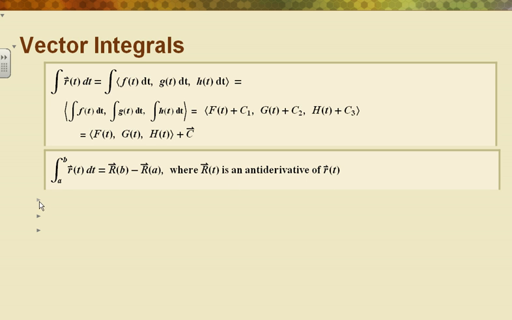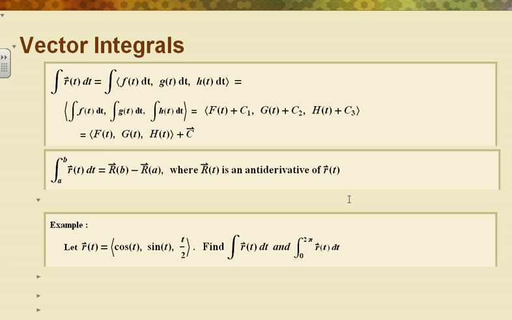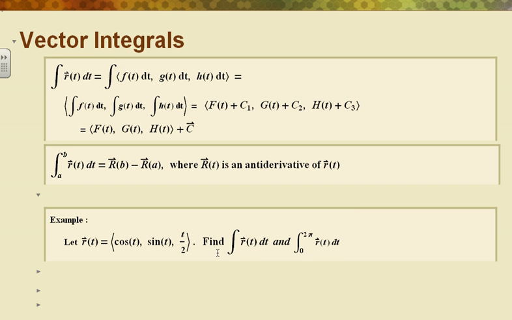So that's what's going on with those. We'll go ahead and do a computational example, and then we'll look at a visual of really what's going on behind the scenes. So here's our example. Let r of t be cosine t, sine t, and t over 2 for those components. And we just want to find the general integral of r of t and also the integral from 0 to 2 pi, so that bounded integral. We're going to look at both of those.